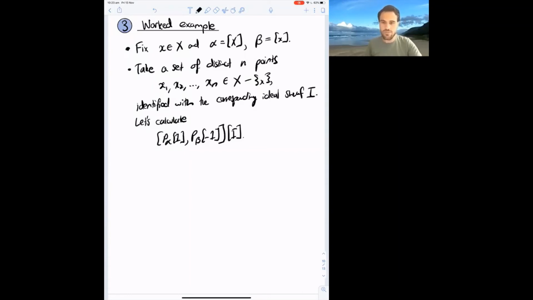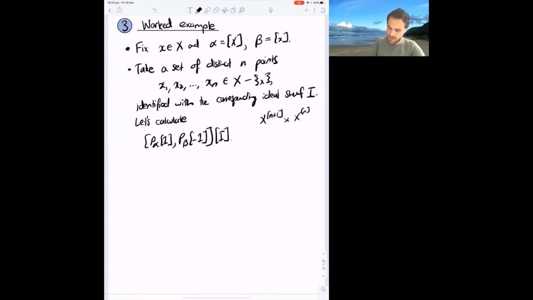Okay, to calculate this, we need a bit more notation to describe various maps that are involved. We're interested in X^[n+1] times X^[n] times X, because the first case we're going to be looking at is P^(-1).